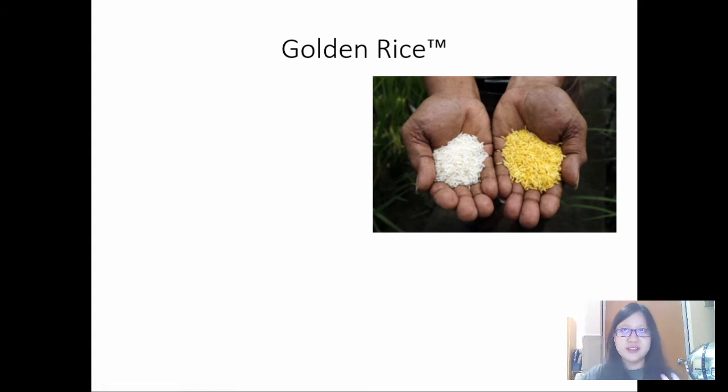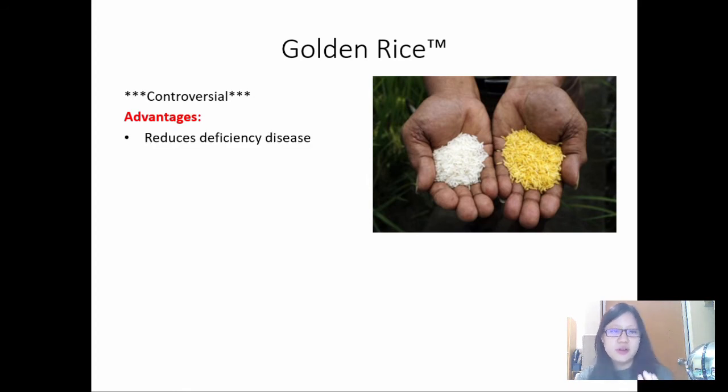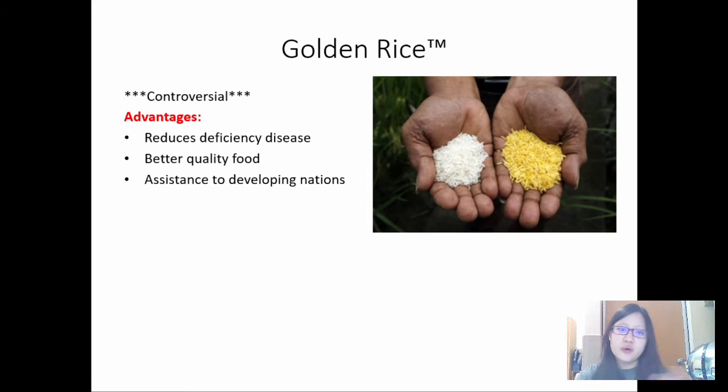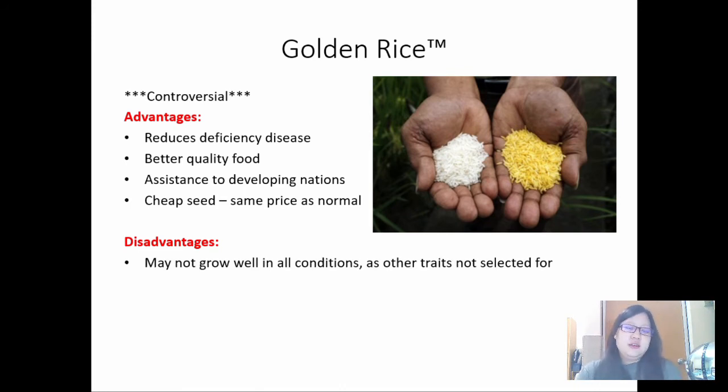Sounds great, right? Like, whoa, you solve a world problem, vitamin A deficiency. Simple. Happily ever after. Not. Actually, golden rice is pretty controversial. Life is complicated. Gotta deal with it. There are advantages to it. For example, it reduces deficiency disease, it has better quality food, it's assistance to developing nations, and it's cheap seed because it's about the same price as normal, just a little bit more expensive, no big deal, right? Right? No. It had disadvantages.